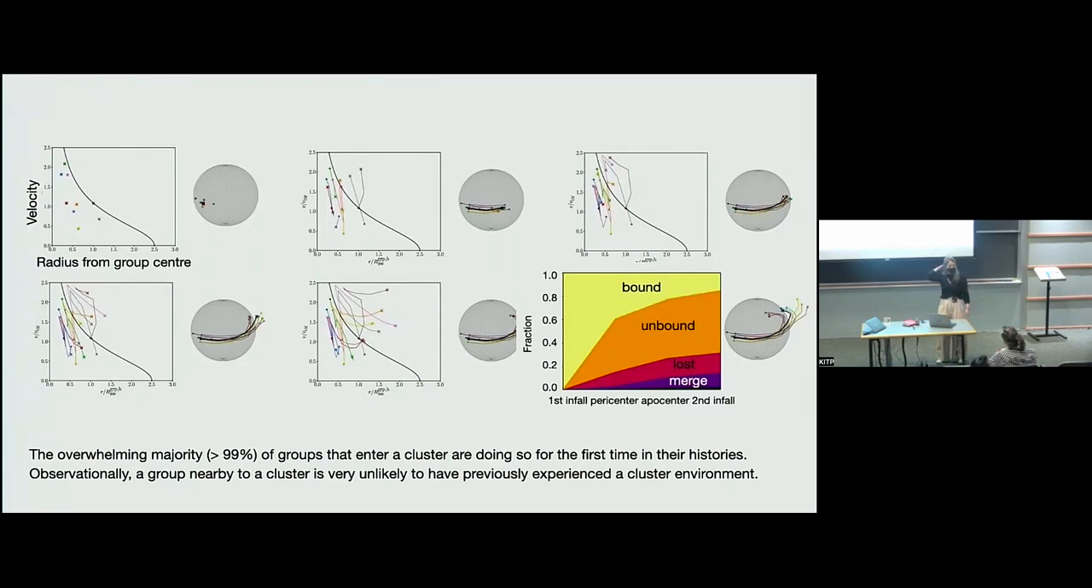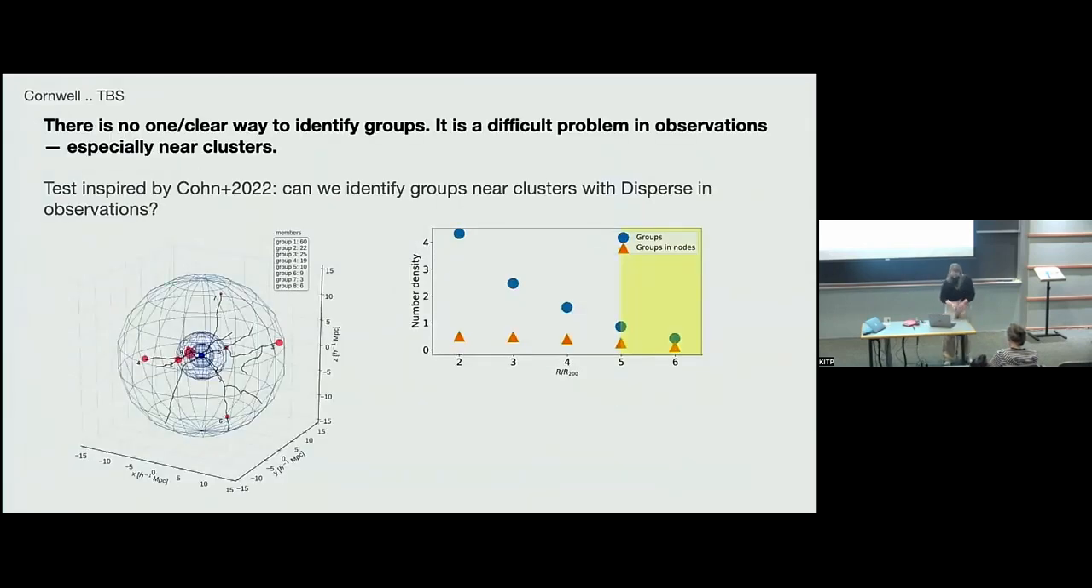Now, how do you find out what its past history was? It's a very challenging question for observers. As is the question of how do you even find groups outside of clusters? There is no one clear way to identify a group. It's baffling to me, but it's a very difficult problem for observers.